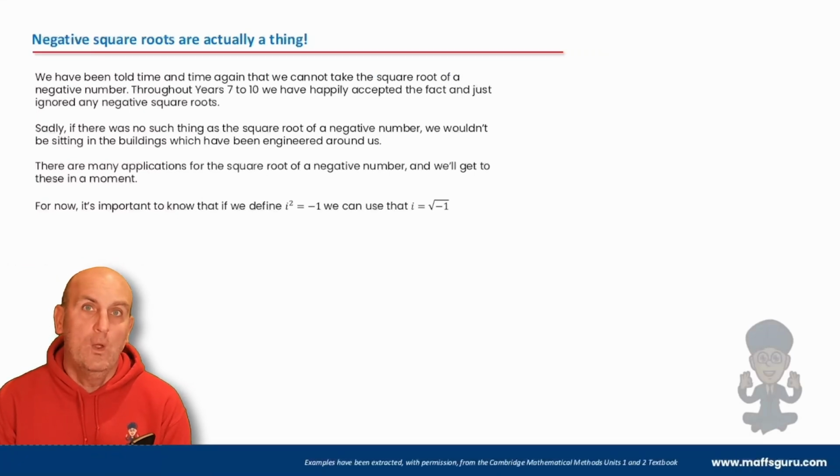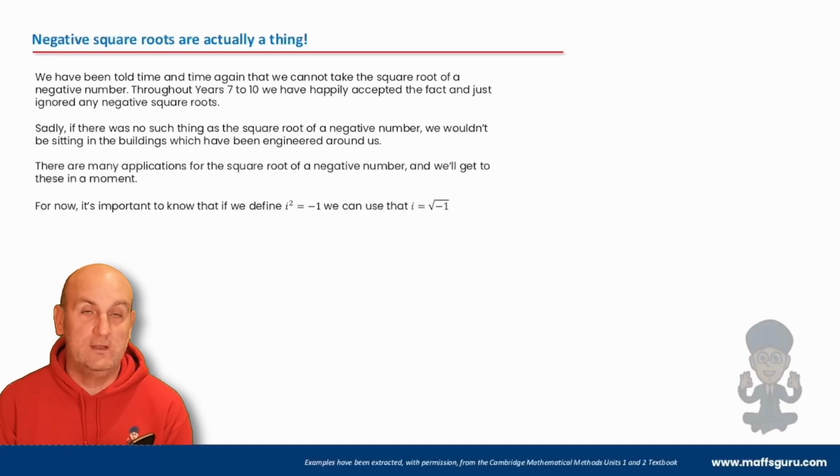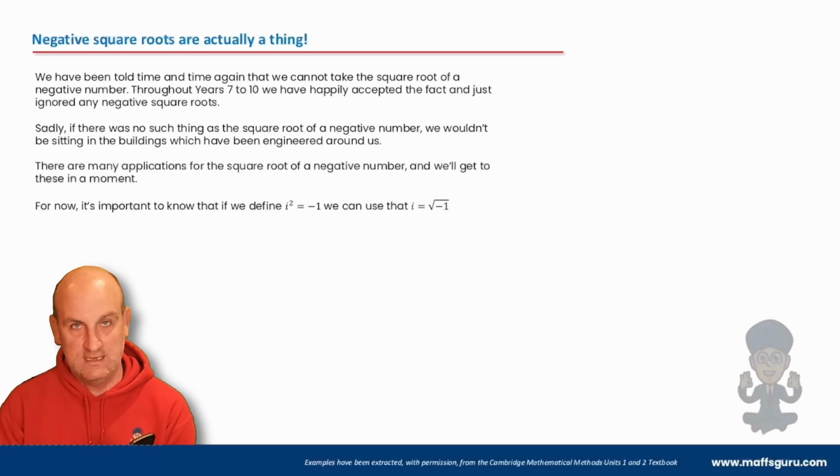In fact, without them, we wouldn't currently be sitting in the apartment that I'm sitting in, or the school you're sitting in, or in fact in any of the buildings, or so many other applications. All right, negative square roots, we had to do something with them. We had to go, well, okay, they are obviously a thing. The world is built on them, quite literally. And so we came up with a mathematical notation, a convention, that allowed us to deal with negative square roots.